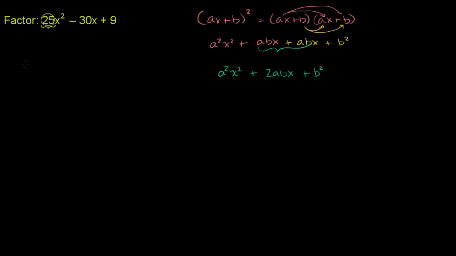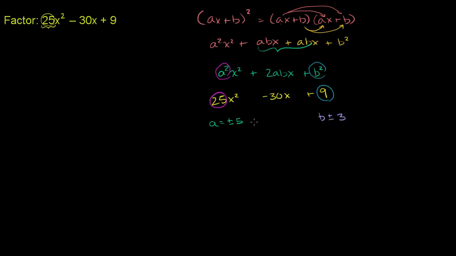Now, this pattern seems to work out pretty good. Let me rewrite our problem right below it. We have 25x squared minus 30x plus 9. So if this is a perfect square, then that means that the a squared part right over here is 25, and the b squared part is 9. So that tells us that a could be plus or minus 5, and that b could be plus or minus 3. Now let's see if this gels with this middle term.